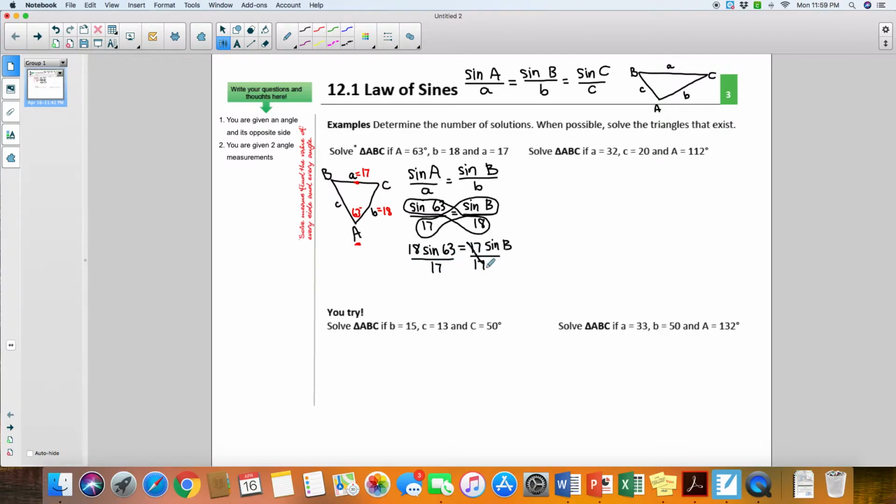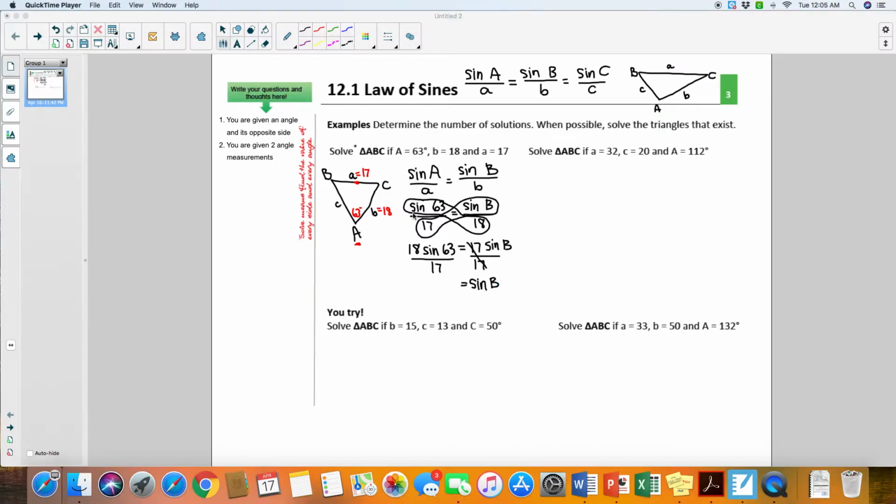All right, that would cancel out, and then I will have sine B is equal to, put that into my calculator, and I'm going to actually type it all in one swoop. So in parentheses, I'm going to type 18 sine and then 63, close the parentheses, and then do my division sign and 17. All right, and that would give me 0.94.